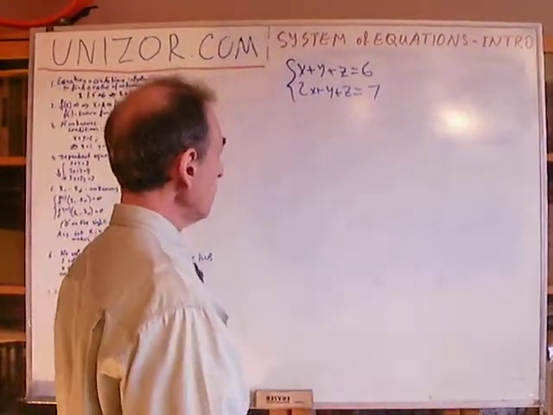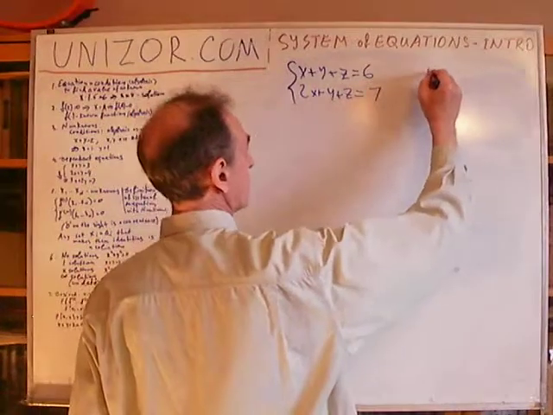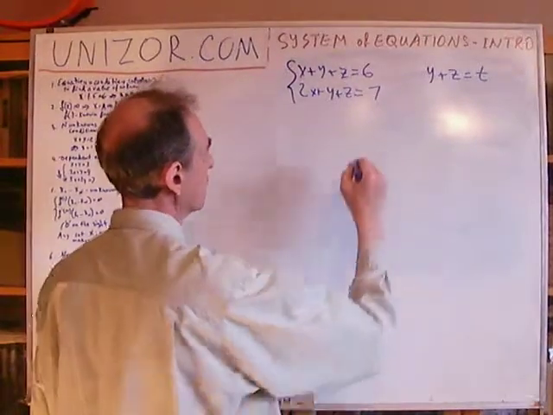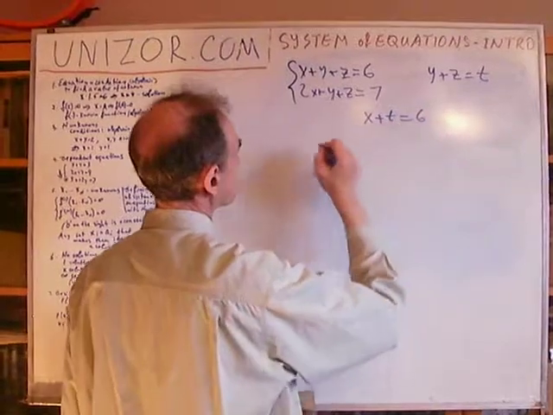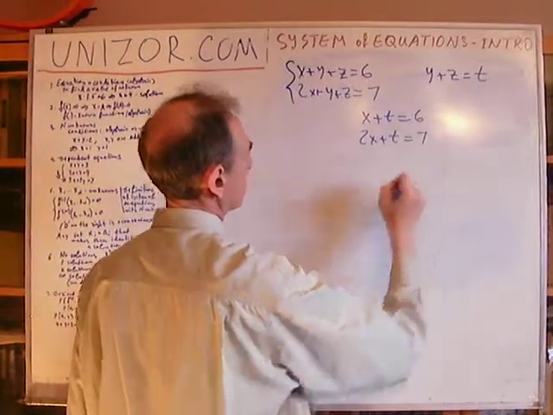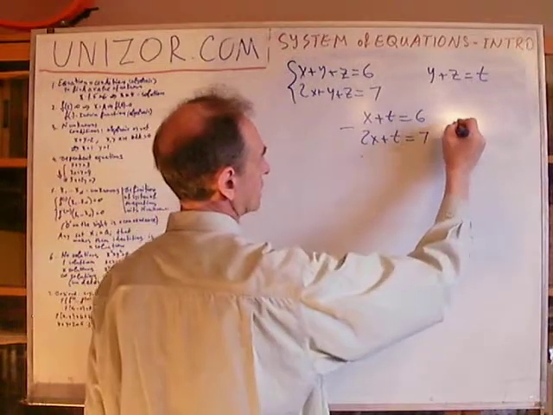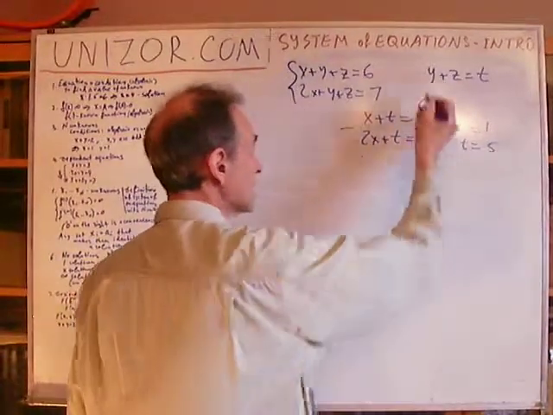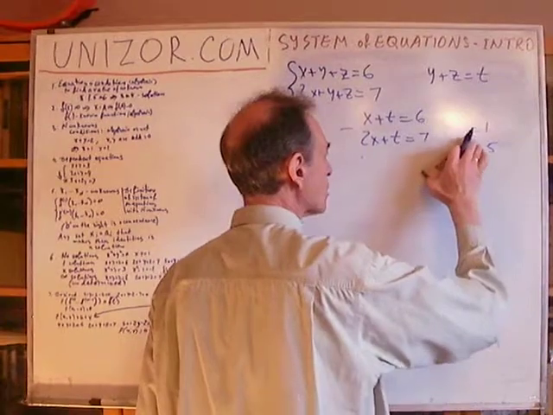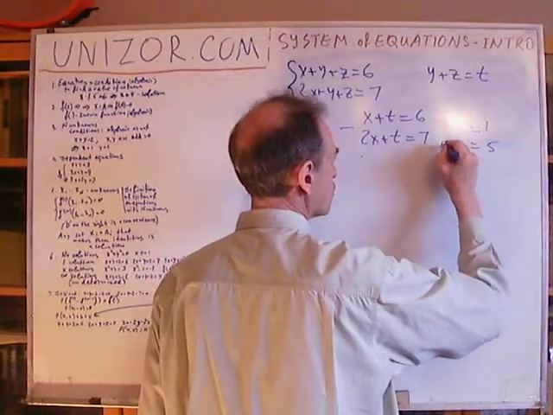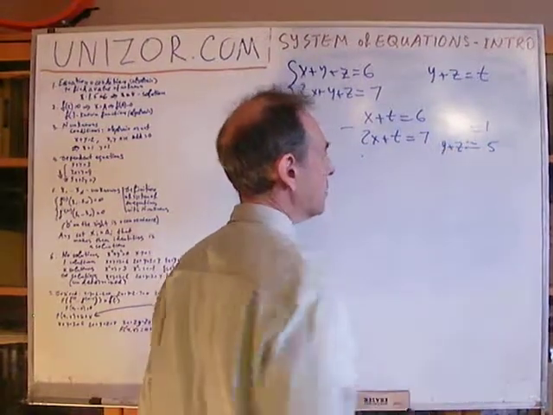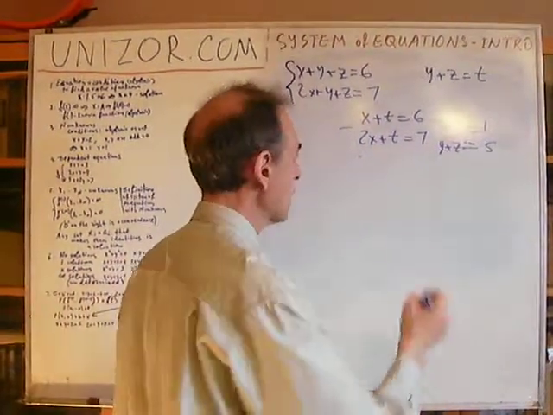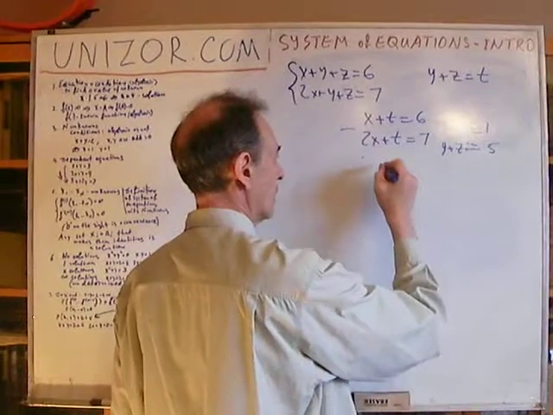Well, let's just do it this way. If I will assign a new variable, y plus z is equal to t, then I will have x plus t is equal to 6 and 2x plus t is equal to 7. Subtracting from this, I will get x is equal to 1 and t is equal to 5. But t is y plus z, which means any combination of y and z, which sums at 5, basically would satisfy this particular equation. So I have an infinite number of solutions.